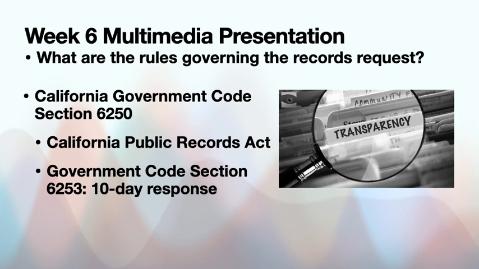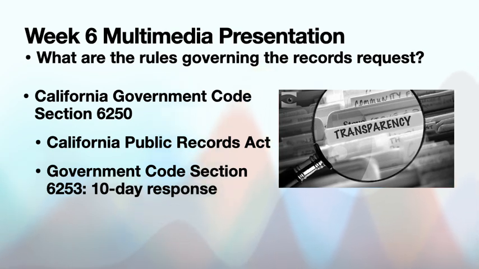So with this information request, what are the rules governing the records request for essentially the city to be compelled to provide the data? Well, it is California Government Code Section 6250, which is part of the California Public Records Act, and it essentially established that access to information about government business is a right of people in California, of people living in the state.